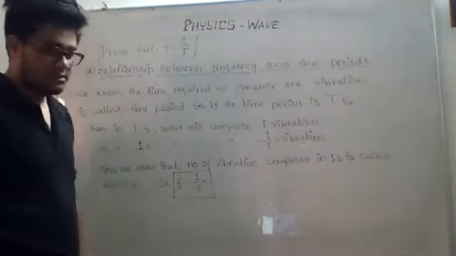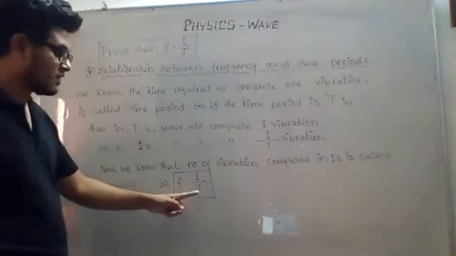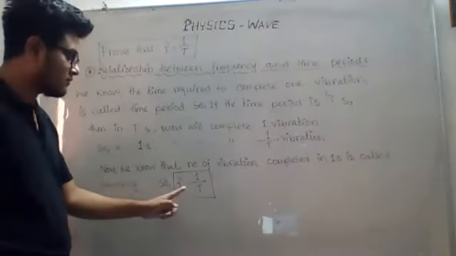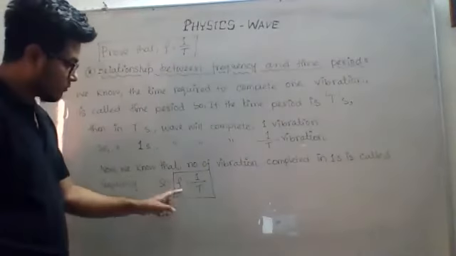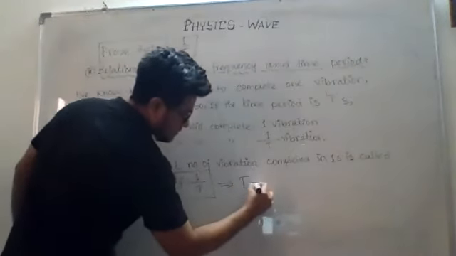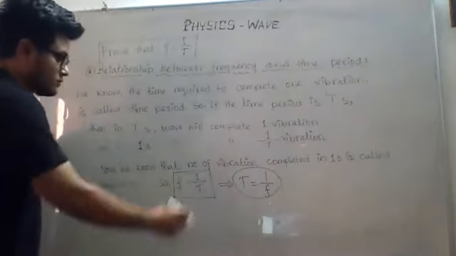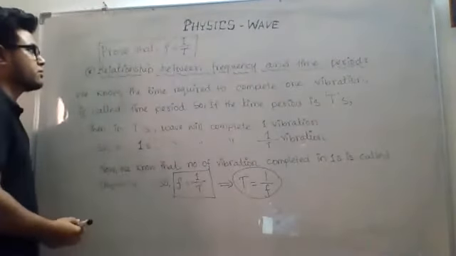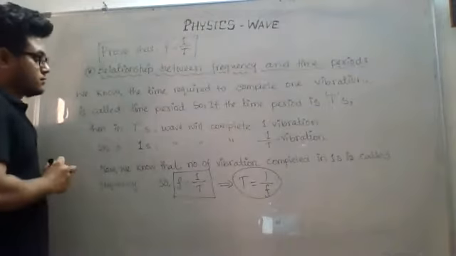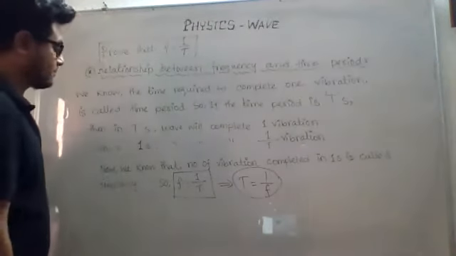Yes, this is an equation to find out the frequency if the time period is given, or we can find out the time period if the frequency is given, okay? From here, actually, I can write this also, t is equal to 1 by f. So both ways it works. Sir, f is frequency, right? Yes, f is the frequency and t is the time period.